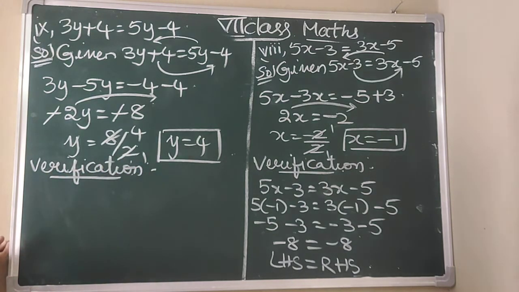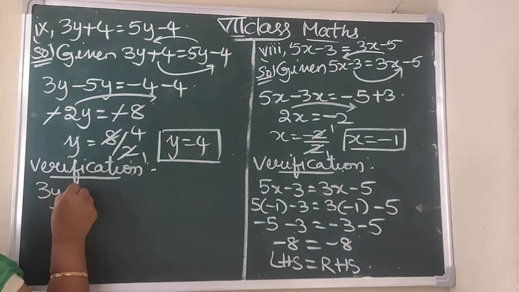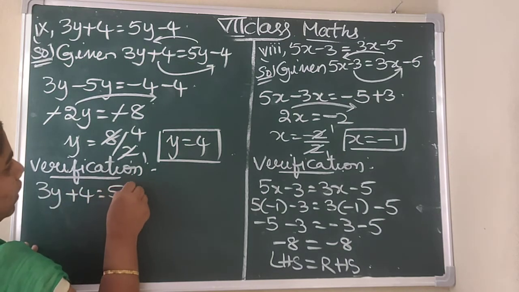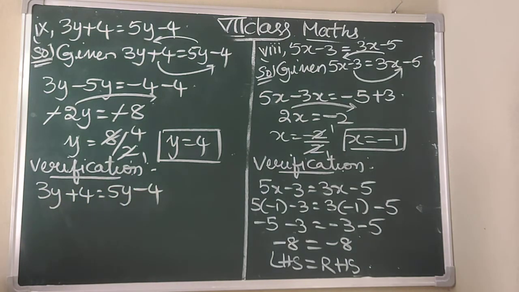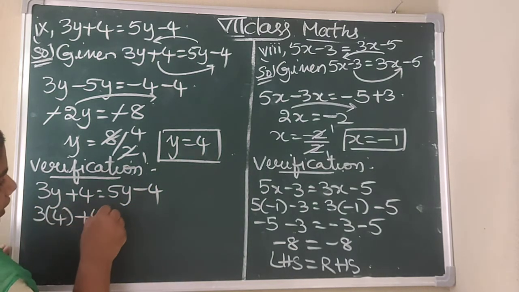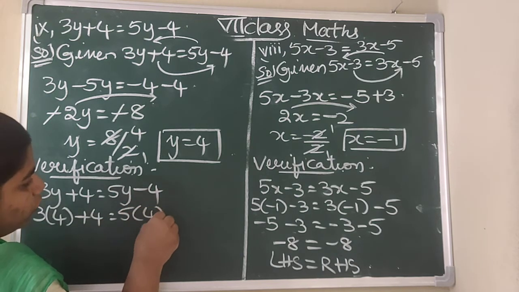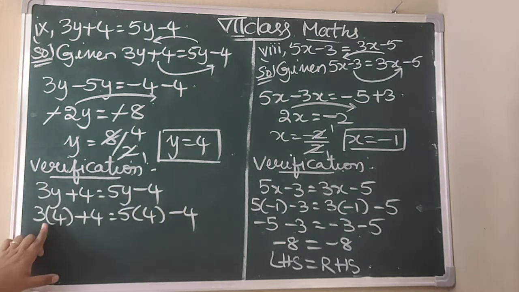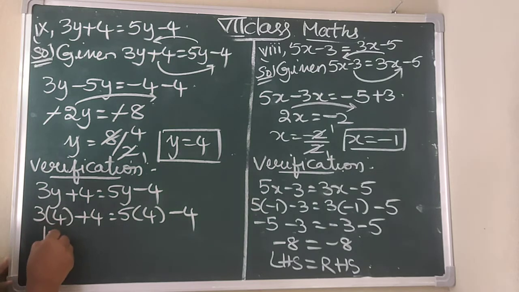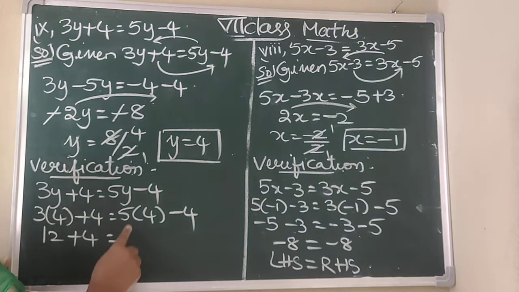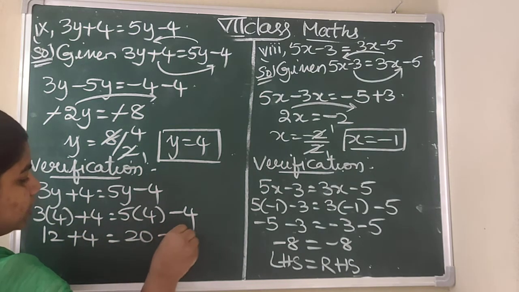So what is verification here? 3y plus 4 is equal to 5y minus 4. In place of y we have to substitute 4 now. So 3 into 4 plus 4 is equal to 5 into 4 minus 4. So 3 fours are 12. 12 plus 4 is equal to 5 fours are 20 minus 4.